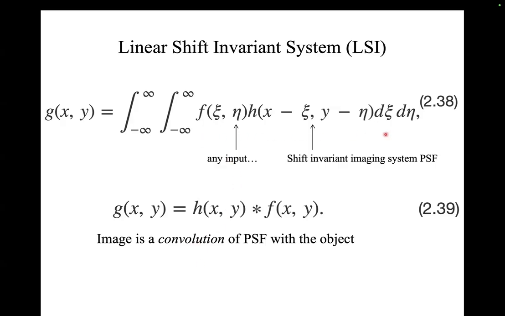For those of you who have experience with convolution, you will recognize this as H convolved with F. And so that G is just a convolution of the point spread function with the object. So your final picture is just your object convolved with the point spread function, and that's what you get. So it's usually a blurred version of your input object.